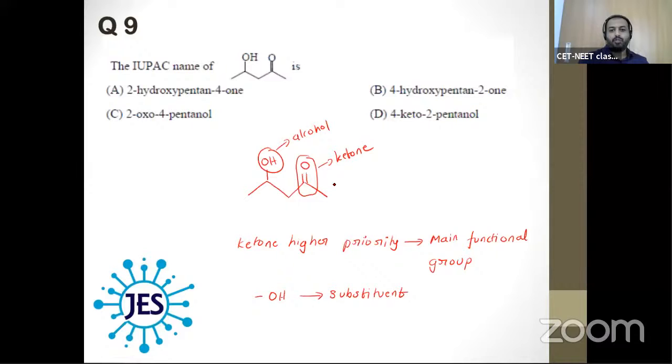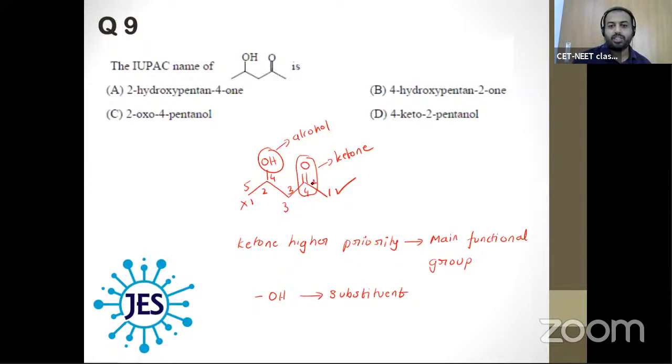So you should number from the right side. 1 2 3 4 5. See, keto gets the lowest number. If you come from the other end, 1 2 3 4, the ketone group gets the 4th position. That would be wrong. So this would be correct, and this would be wrong.